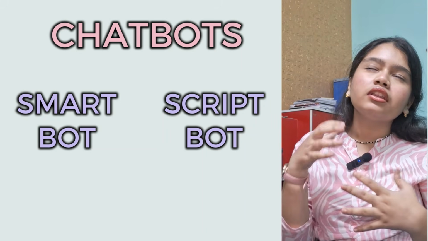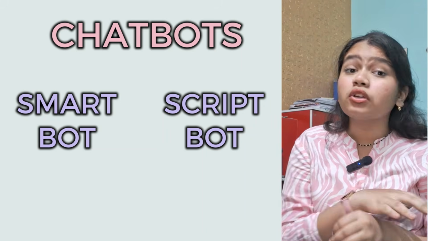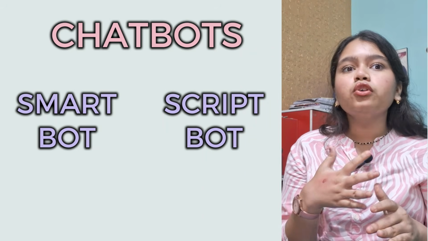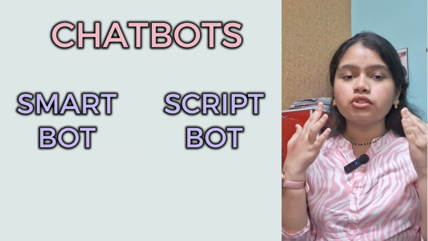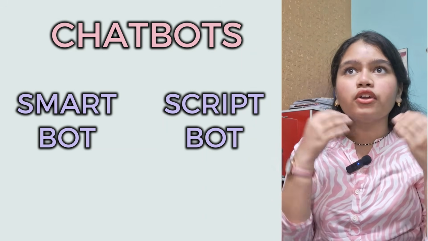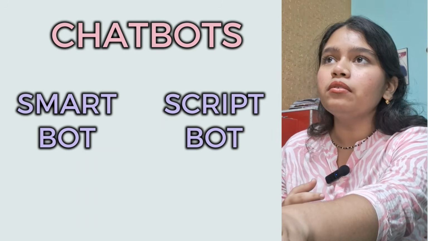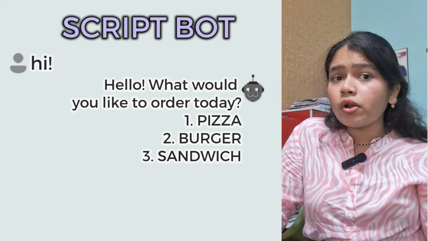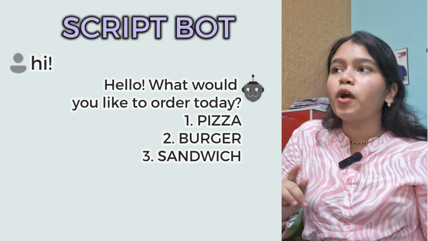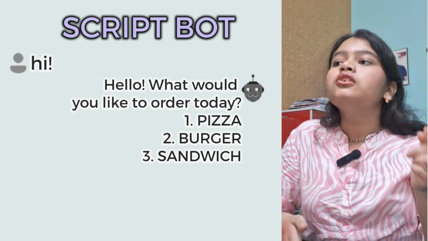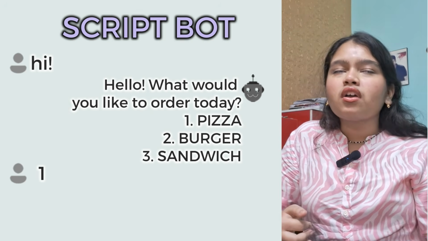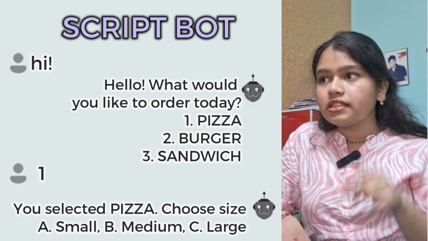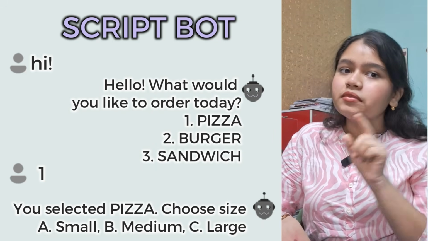They don't need that much programming. They are not programmed by AI, of course, and they can do only simple tasks. They have no intelligence of their own. They are programmed in that way. They are rule based. For example, I'm the user, I say hi. The bot says, hello, what would you like to order today? Option 1 pizza, option 2 burger, option 3 sandwich. So you reply with a number. I reply 1. So the bot says you selected pizza, choose size, A small, B medium, C large.